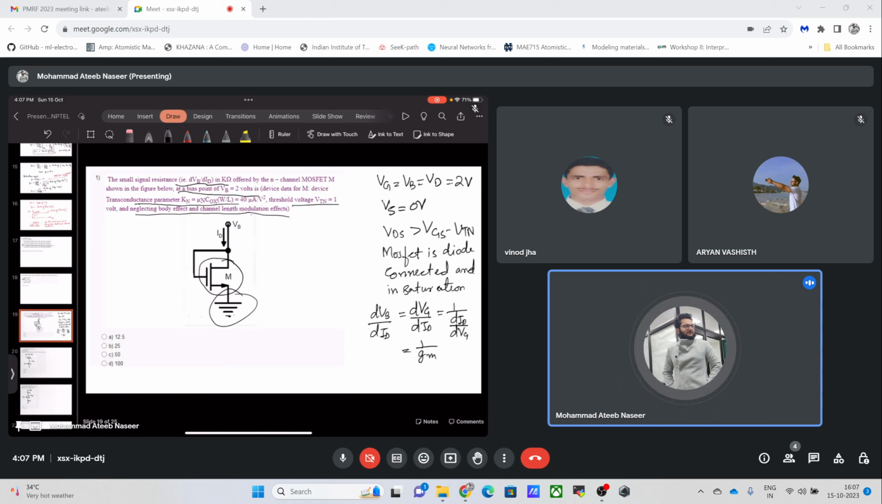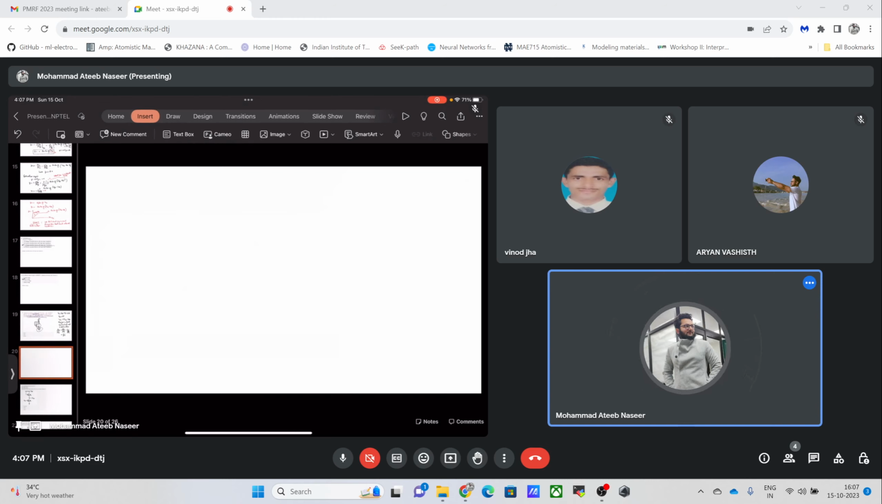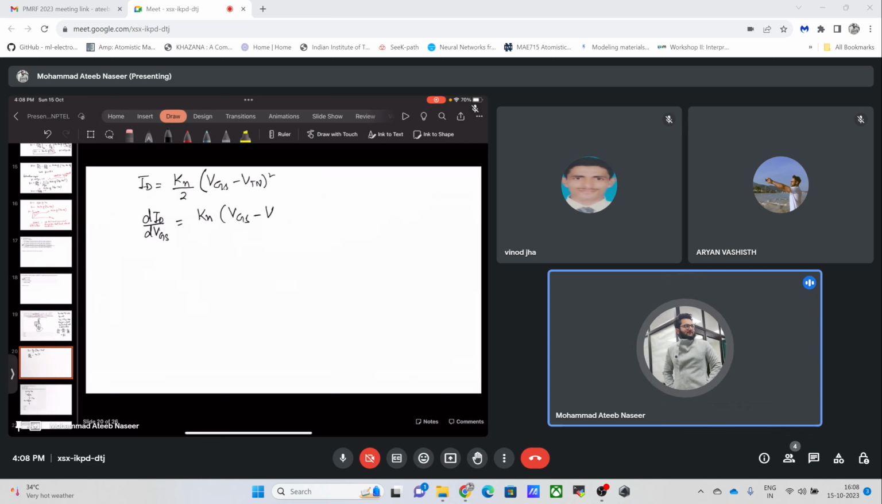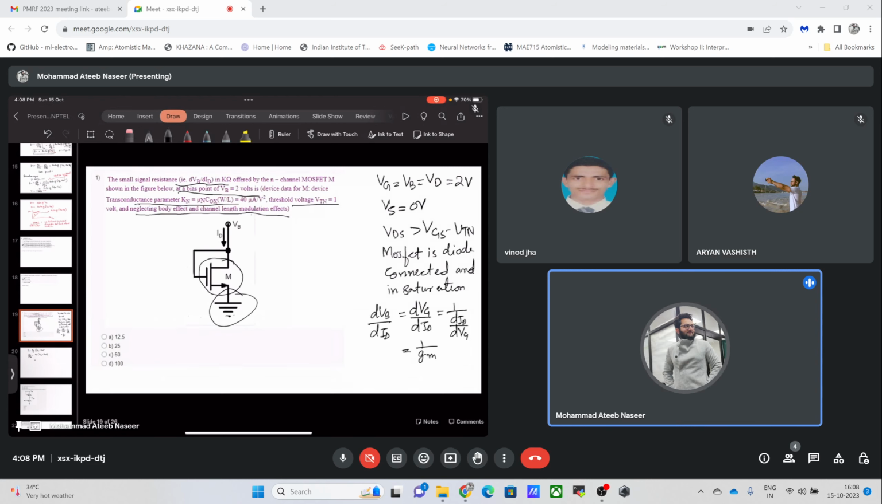dId by dVg is simply equal to Gm. So it would simply mean, let me write down the MOSFET current equation in saturation region. It would simply mean Kn by 2 times (VGS minus VTN) whole square is ID. Now this dId by dVGS, or VG, whatever you would like to say, is simply equal to Kn times (VGS minus VTN). Kn is equal to 40 micro.